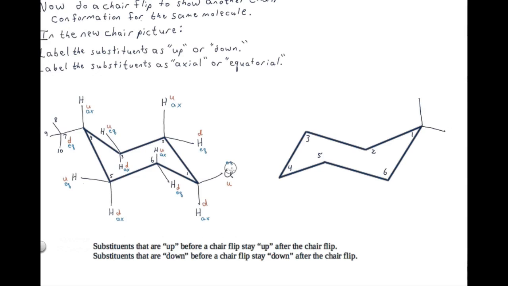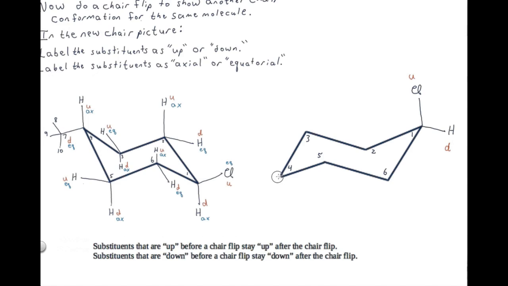Well, the chlorine was pointing up before the chair flip, so the chlorine should still be pointing up after the chair flip. This hydrogen on carbon 1 was down before the chair flip, so the hydrogen should still be down after the chair flip. So we followed this rule to figure out where to put the chlorine in this picture. We drew the chlorine in the up position after the chair flip because the chlorine was in the up position before the chair flip. Now we can do the same thing with carbon 7 in this picture.